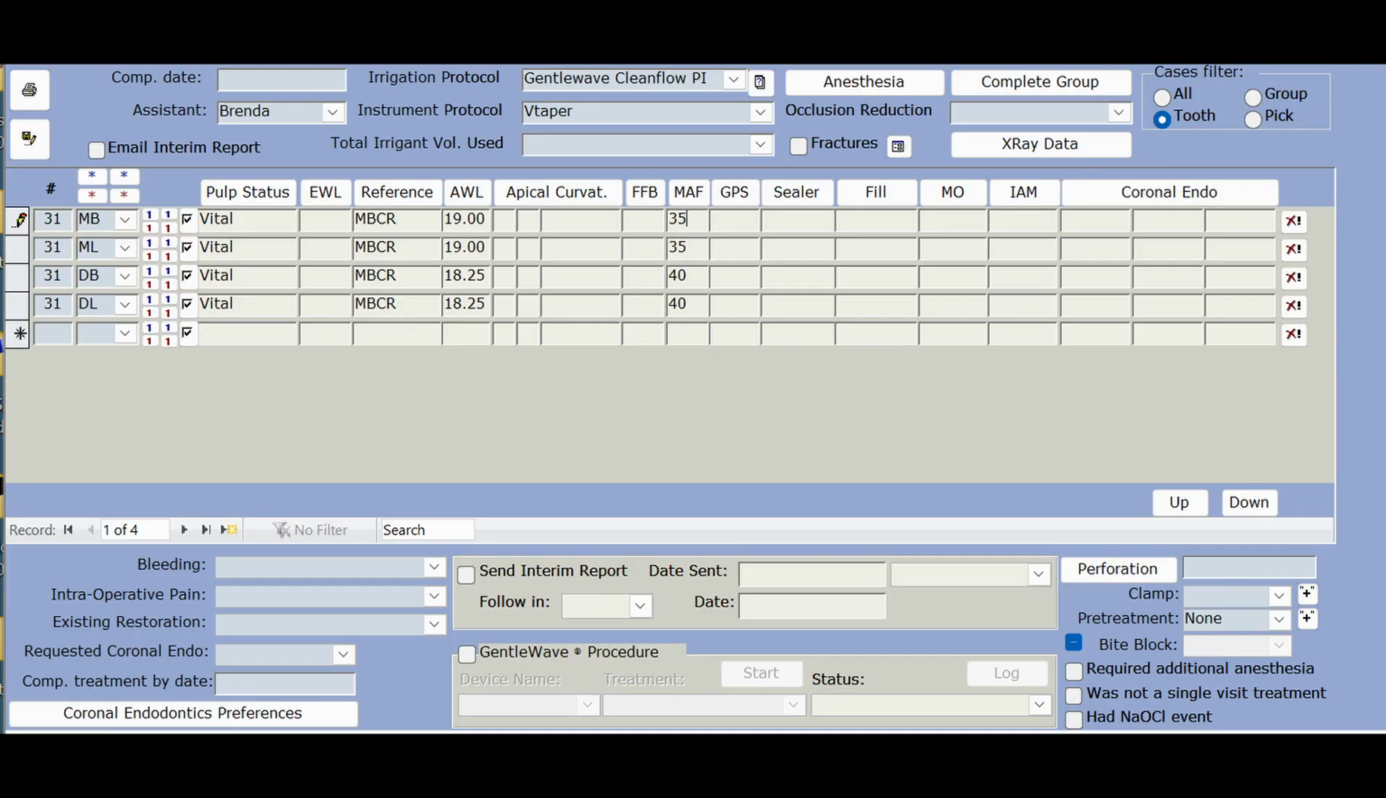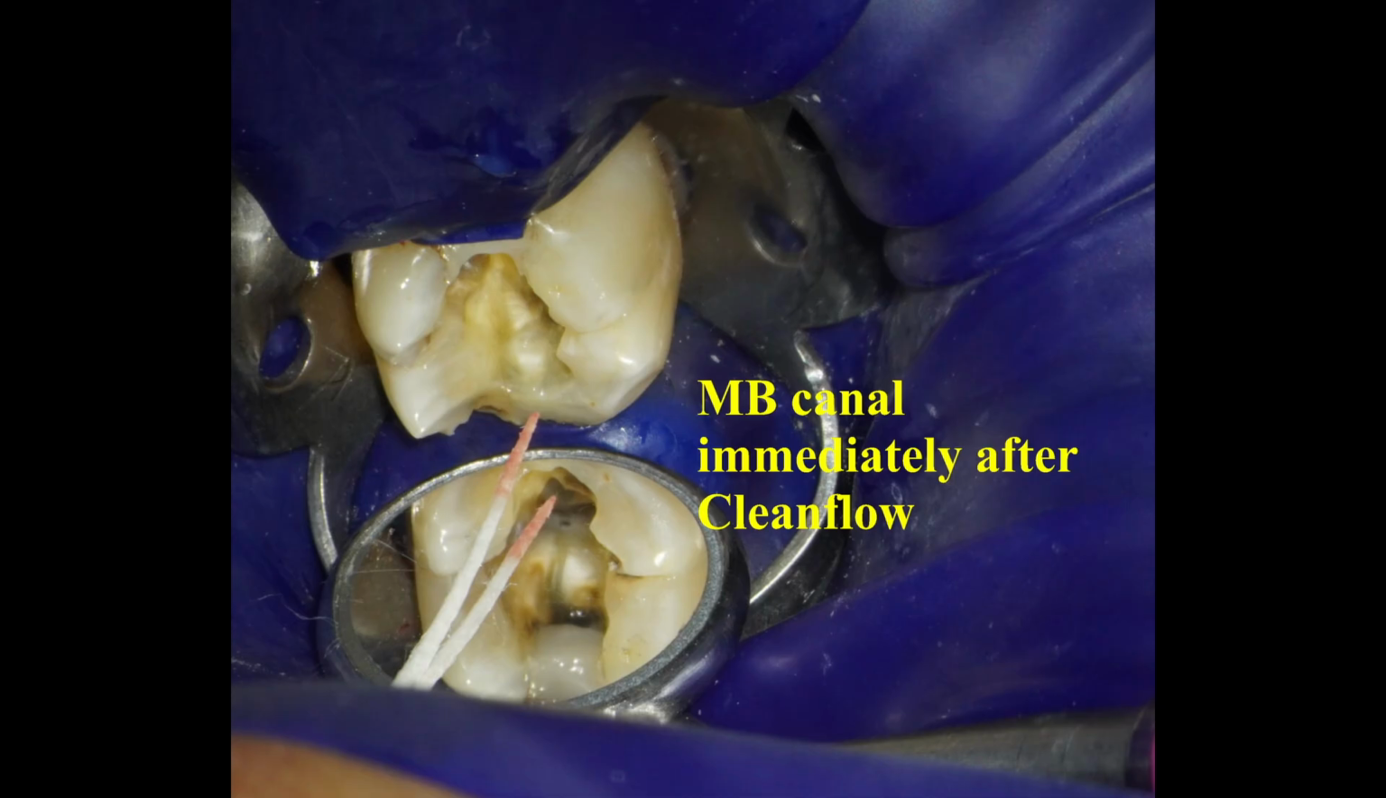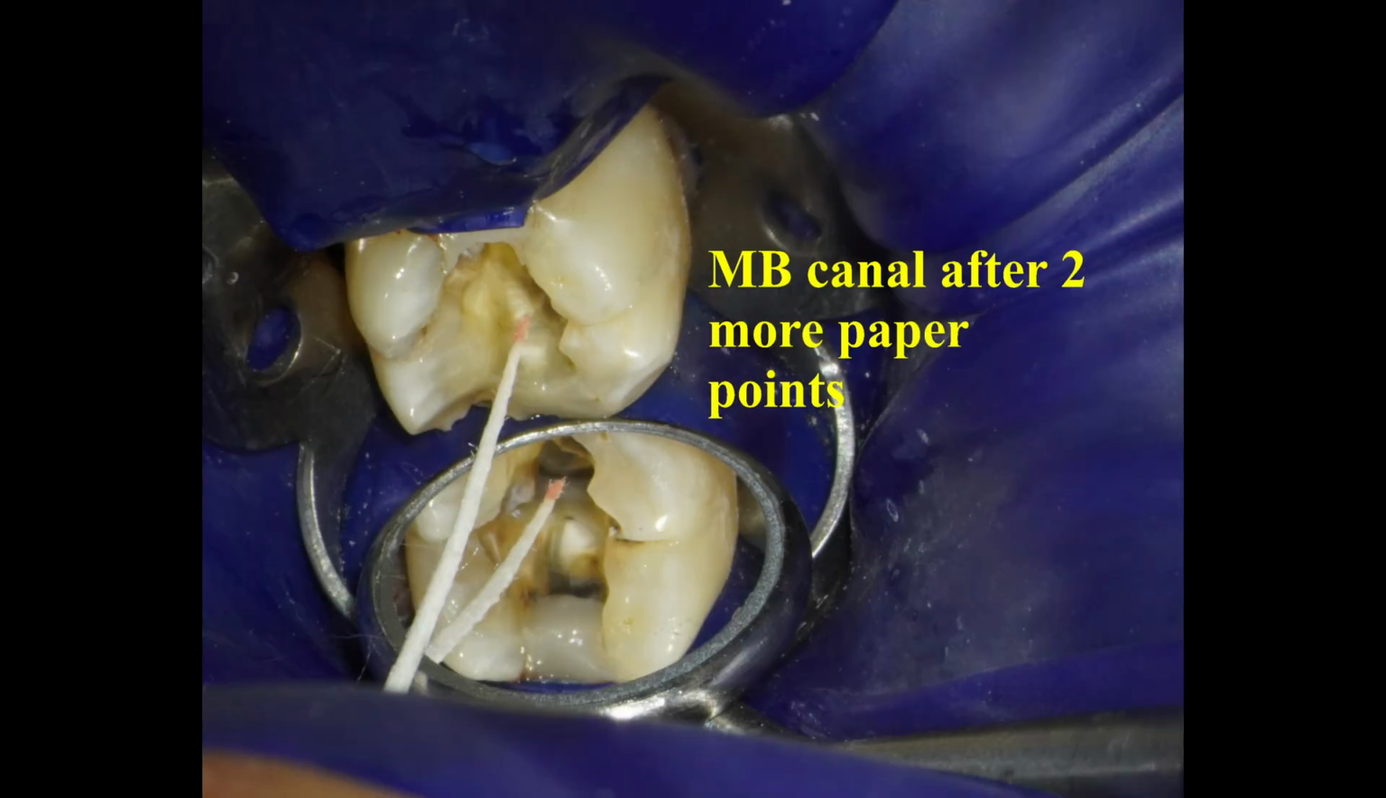This case was unique because I instrumented it with V-tapers to 35 in the mesials and to 40 in the distals, to within a millimeter of the apex, 2006 to full length. And then I spent considerable time with hand files, pre-bent 15s and 25s, just trying to feel all the walls and pick all the walls free of tissue. And then I ran GenoWave Clean Flow, packed the temporary, and no calcium hydroxide, and then the patient had the tooth extracted the next day.